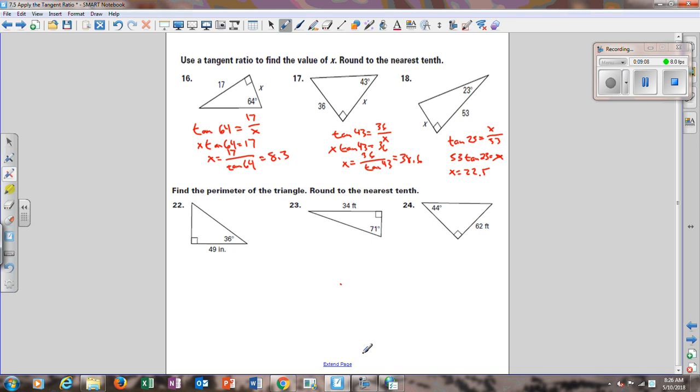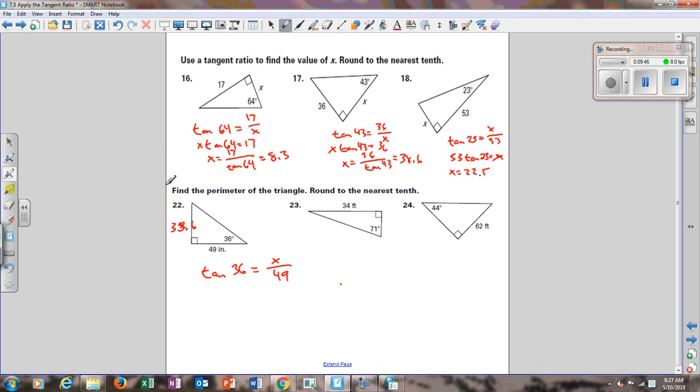Find the perimeter of the triangle. So for this one, all you really have to do is your tangent. So that's your opposite. So you do tangent of 36 equals opposite over adjacent, which is 49. So 49 tan 36 gives you 35.6 on this side.